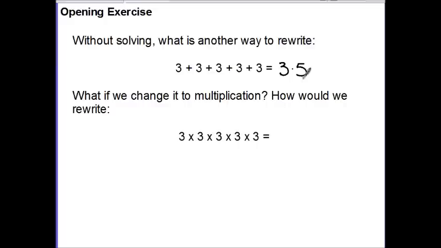For the next part, it says, what if we change it to multiplication? How could we rewrite that? And this is something that you may not have gotten because it is fairly new to us. When it changes to multiplication, we're going to change it from multiplication to powers, which would be the next step up. So this would be a base of 3 raised to the 5th power. And that's really what we're going to take a look at in this lesson, is how can we use powers and write things more effectively when we're doing repeated multiplication.